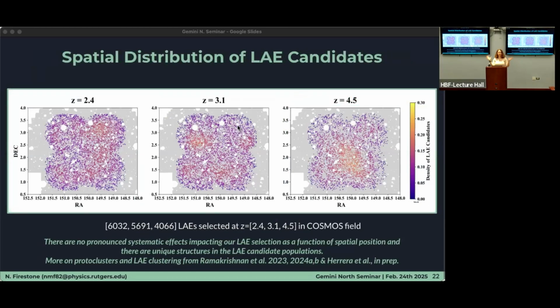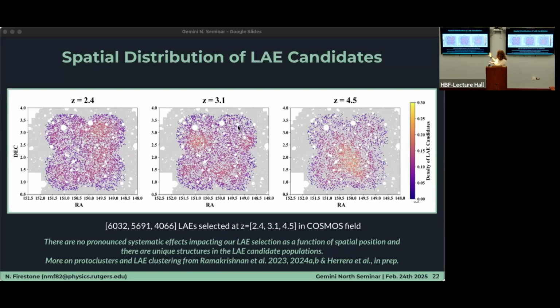Once this process was all said and done, in the COSMOS field, we ended up with about 16,000 LAEs across our 3 redshifts. You can see from these spatial plots, which are colored roughly by density, that there are no profound systematic effects in our LAE sample as a function of spatial position. And you can also see that the regions of overdensity are unique in all 3 of these plots.